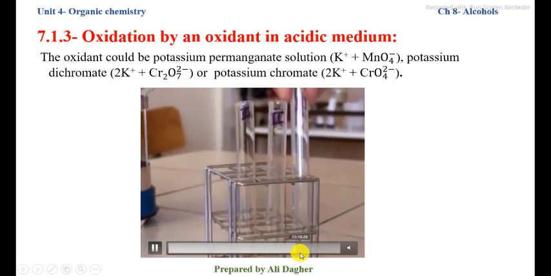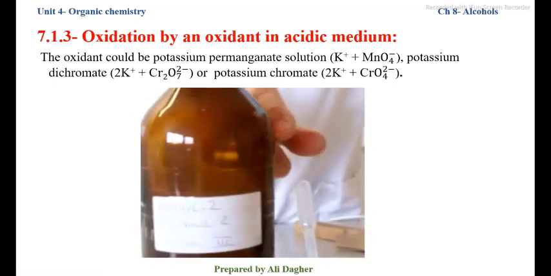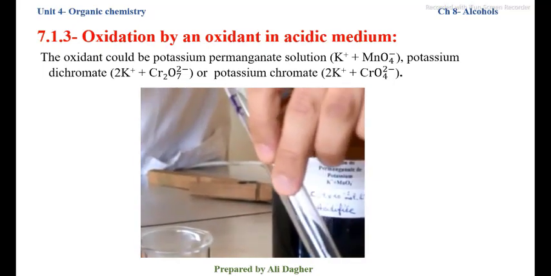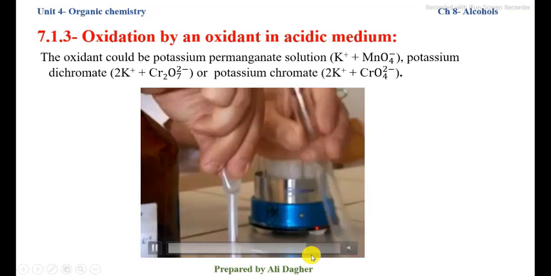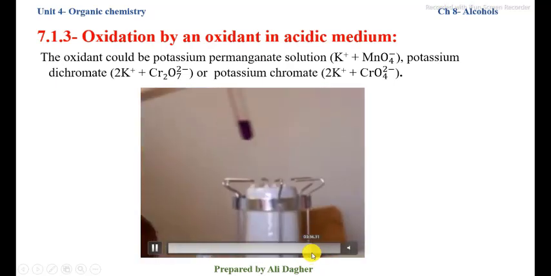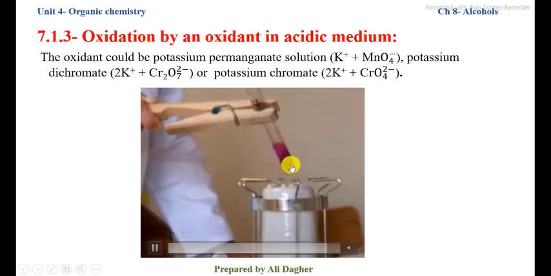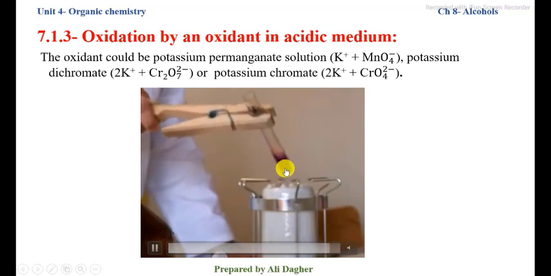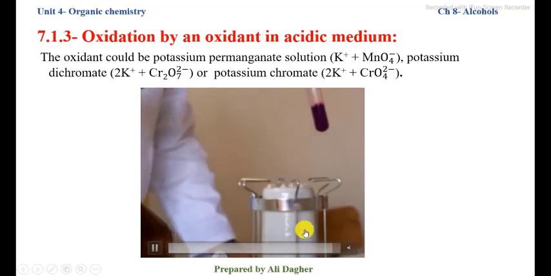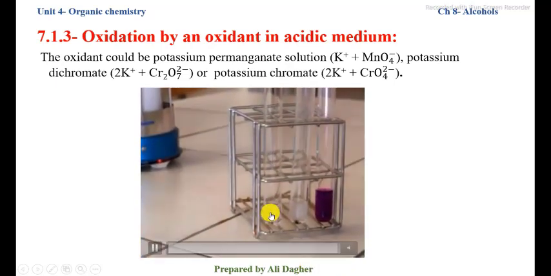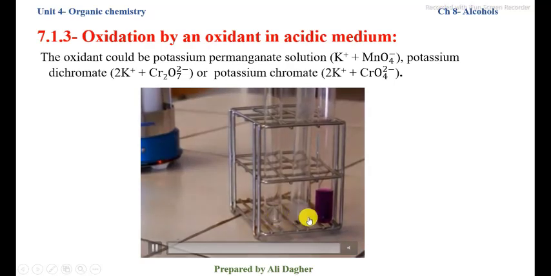The primary alcohol also oxidized, colorless solution. Now, for the tertiary alcohol, we repeat the same experiment. We put a few milliliters of 2-methyl-2-propanol, colorless, and we add a few drops of acidified potassium permanganate solution. Then we heat the mixture for a while, but the purple color did not disappear. That means no reaction took place. That means the tertiary alcohol did not undergo mild oxidation. For primary and secondary alcohol, the purple color disappeared, meaning there is mild oxidation, but in the case of tertiary alcohol, no mild oxidation. The purple color did not disappear.